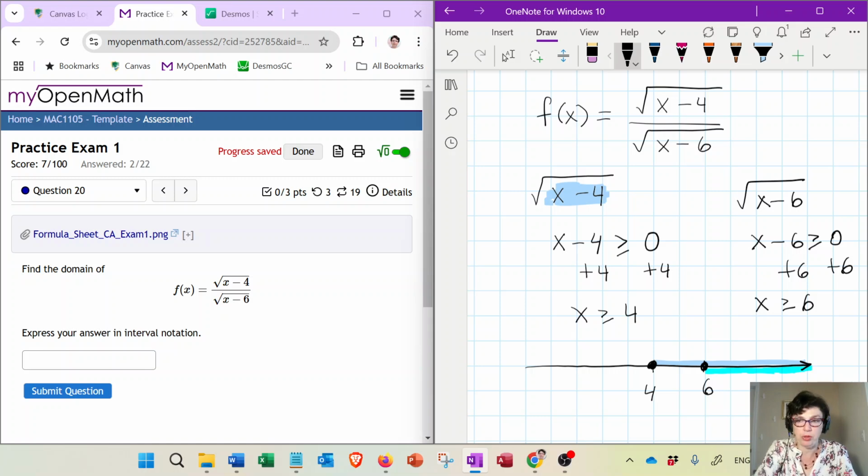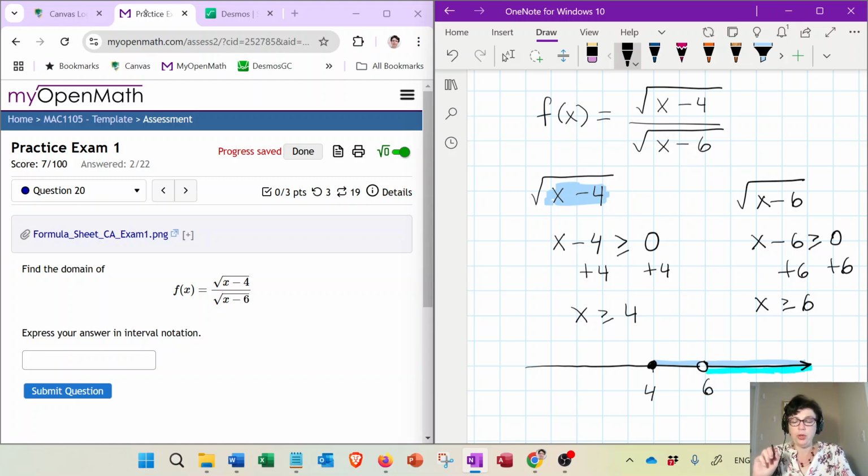If it was just square root of x minus 6 by itself, then it would have been. But because it's on the bottom, that's why 6 itself should not be included. So 6 we have to exclude, okay? So we're going to have to make it an empty dot.